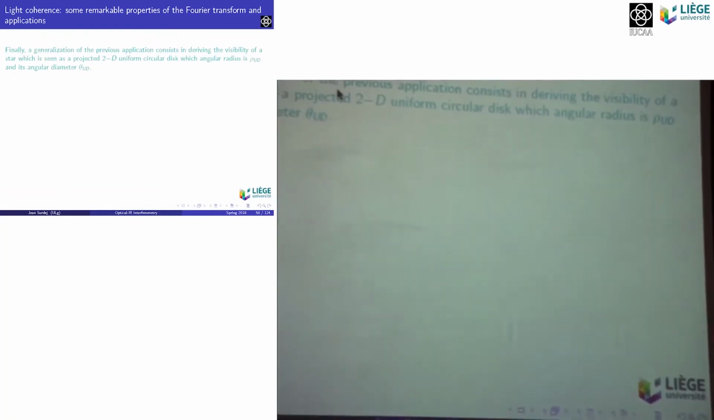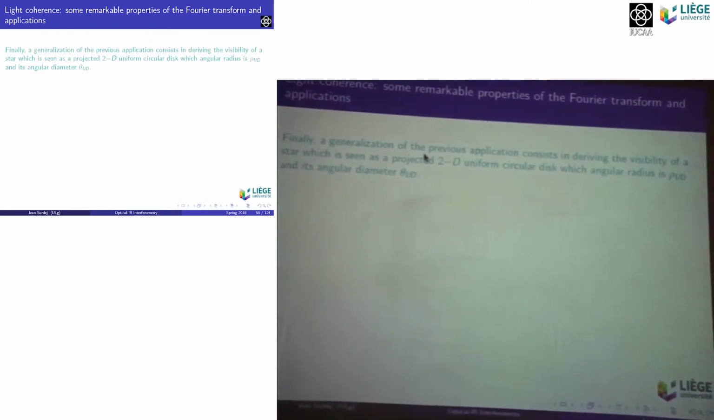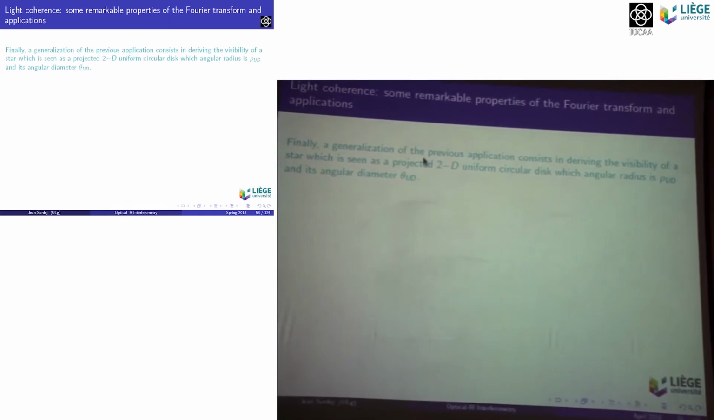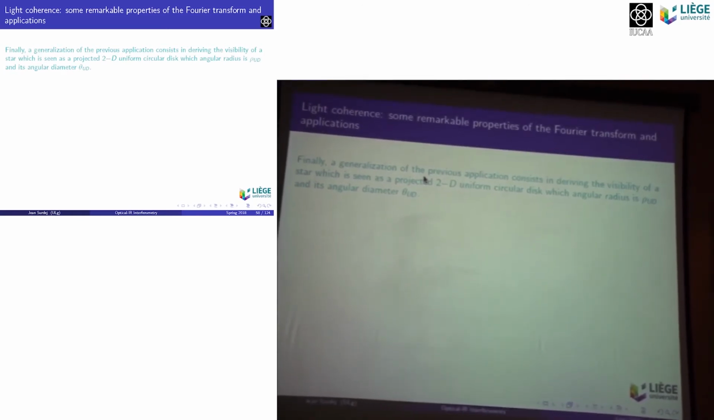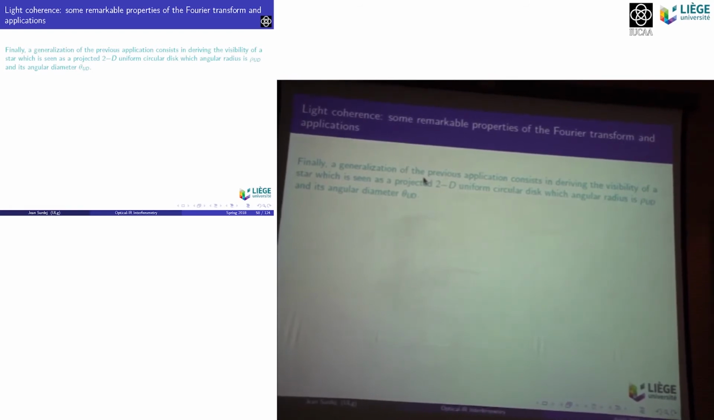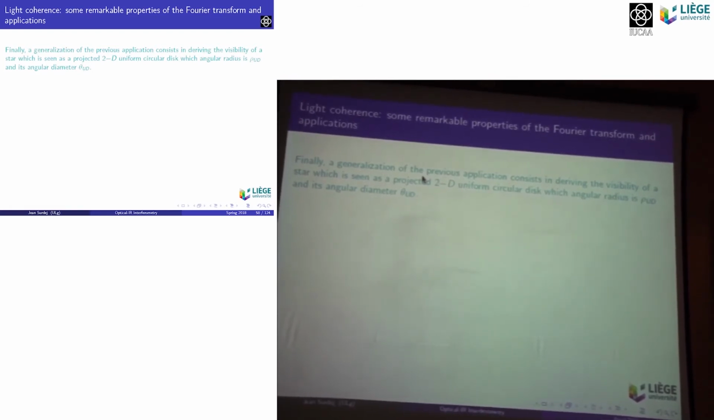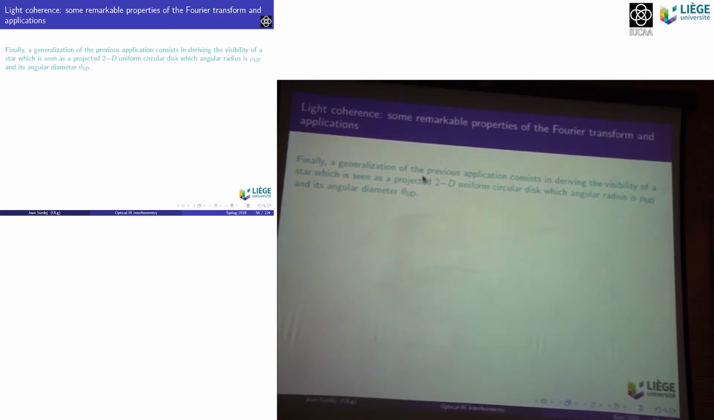Now, I think this exercise I will do because it's technically difficult. It is the case for a circular star, so for a real star. As I write, a generalization of the previous application for the square star consists in deriving the visibility of a star which is seen as a projected two-dimensional uniform circular disk, whose angular radius is rho UD, uniform disk, or its angular diameter equal to theta UD. So how to do that?